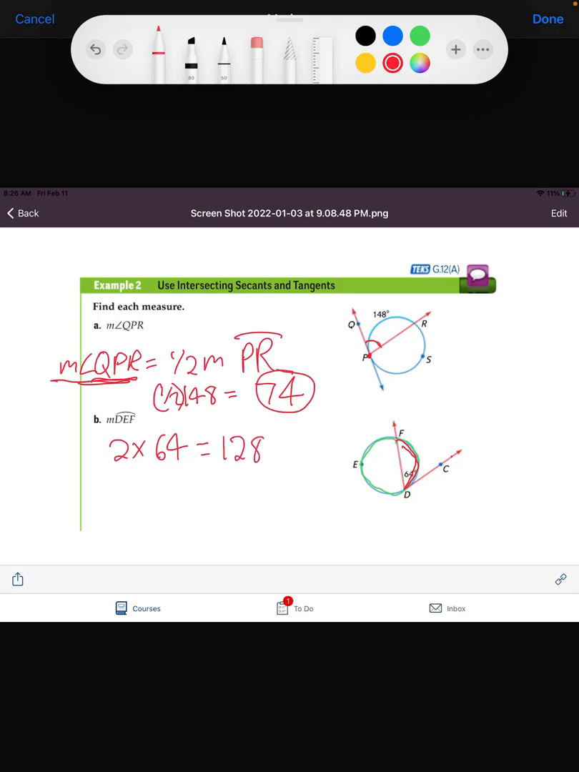So 2 times 64 gives us 128. And then we can say that DEF, if we look at the whole circle, it's always 360 degrees. And then we want to subtract out this part here. We want to subtract out the FD, which we just calculated. So FD, let's label this, equals 2 times 64 is 128. So then DEF, what we're looking for, is going to equal 360 minus 128, which equals 232.